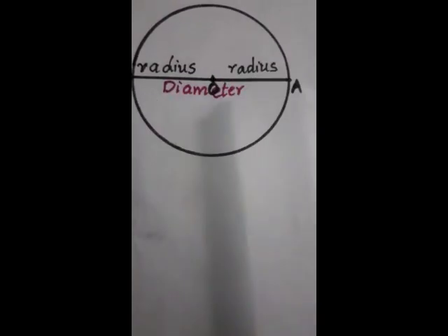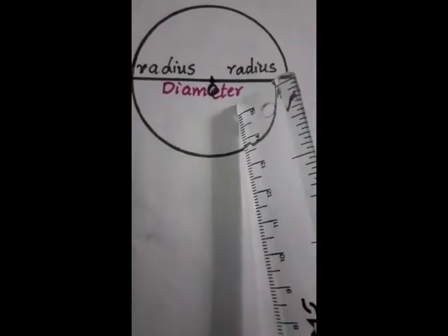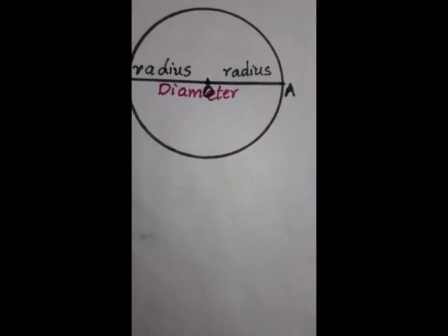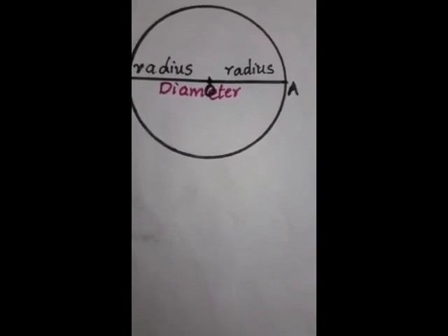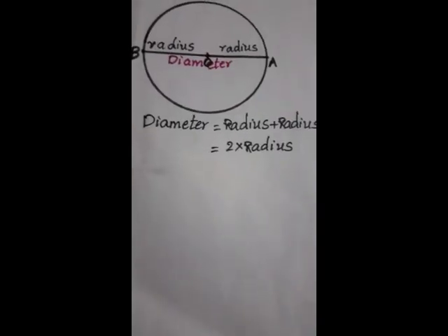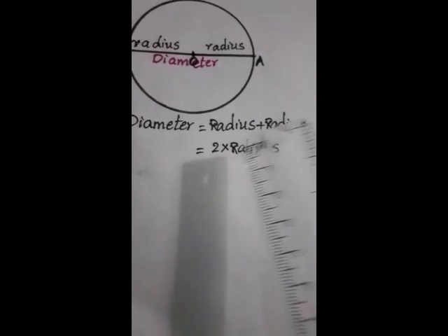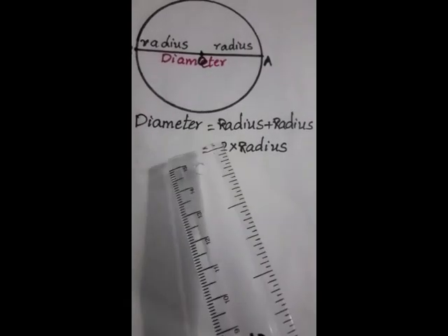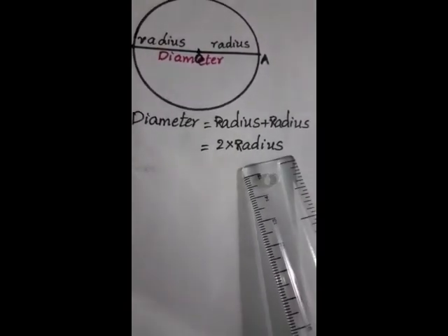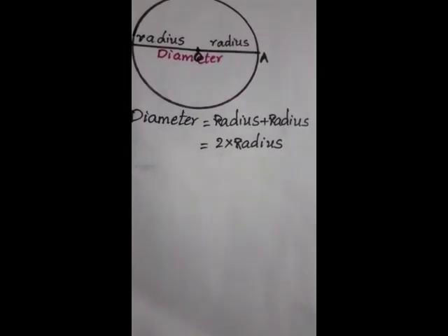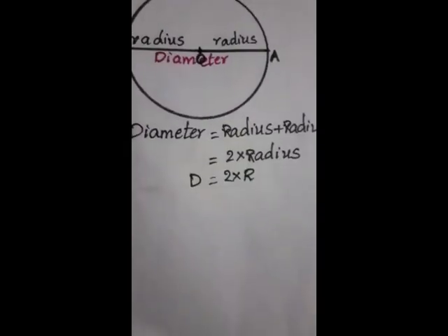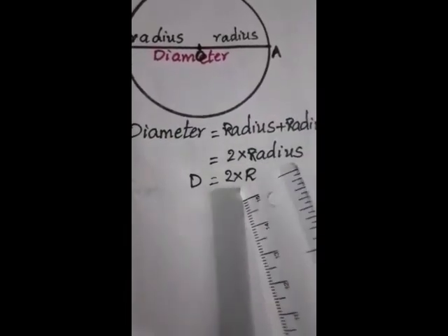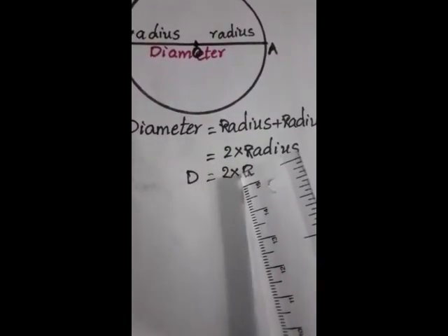So how many radii did you join here? Two radii. So diameter is equal to 2 radii. We can call it diameter is equal to radius plus radius. How many radii are there here? 2. So 2 into radius. Diameter is equal to 2 into radius. Or we can take the first letters and write it as 2 into r. In shortcut, diameter means d, radius means r. So d = 2 × r.